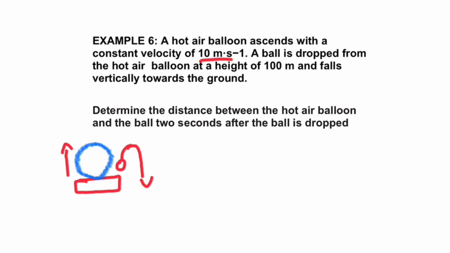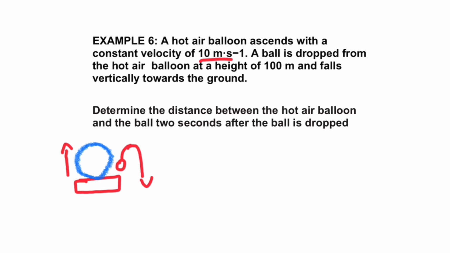But what we want is the distance between the hot air balloon and the ball 2 seconds after it was dropped. So this is what we do in this type of situation. Our hot air balloon is still going up at a constant velocity of 10 meters per second. So we will find the displacement of the hot air balloon. After finding the displacement of the hot air balloon, we will find the displacement of the ball. And then with those two values, we're going to be able to find the distance between the ball and the hot air balloon. Let's go ahead and start with the displacement of the balloon.